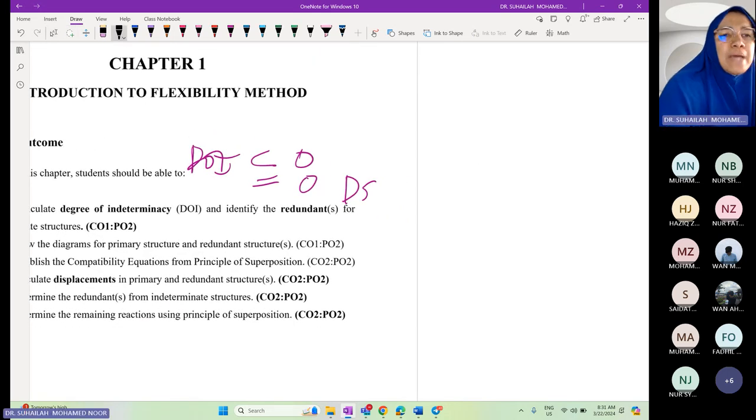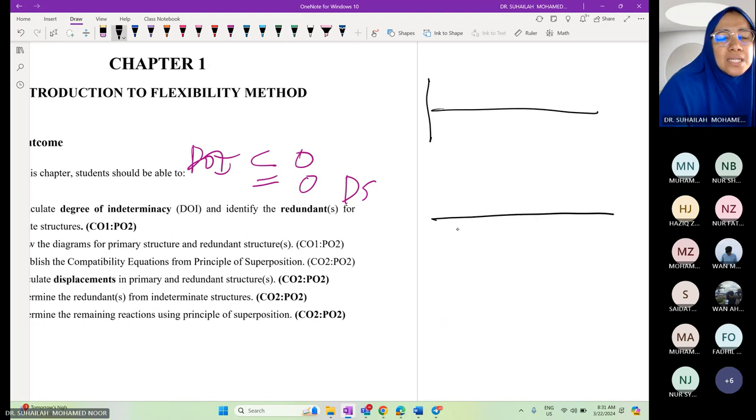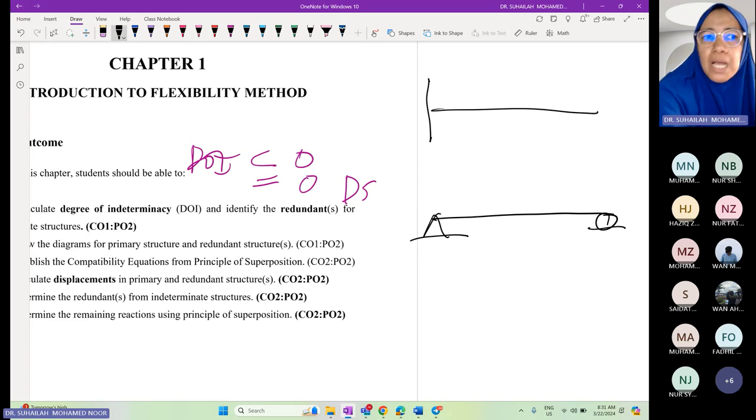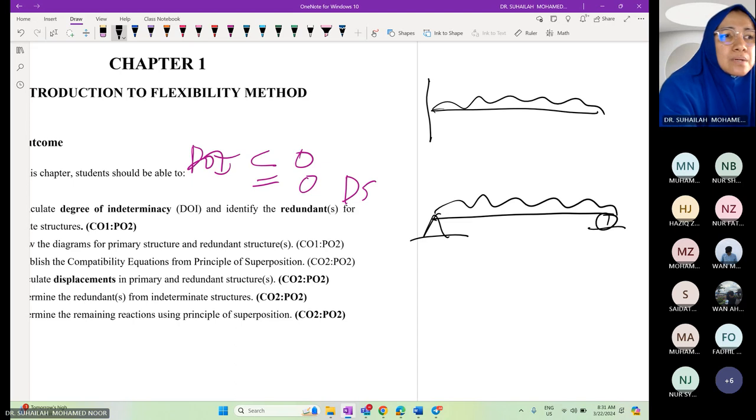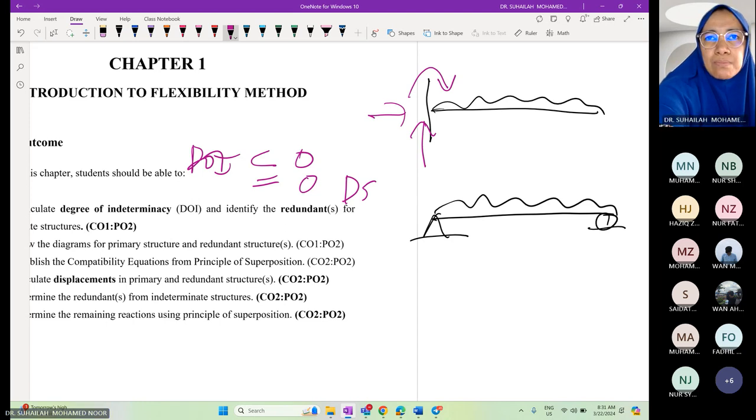Beam has two types: cantilever and simply supported beam. In the free body diagram of the cantilever beam, we put 1, 2, and 3 at the fixed support, remember? For the simply supported beam, we put 2 at the pin and 1 at the roller. So there are 3 unknown reactions in the simply supported beam and 3 unknown reactions in the cantilever beam.